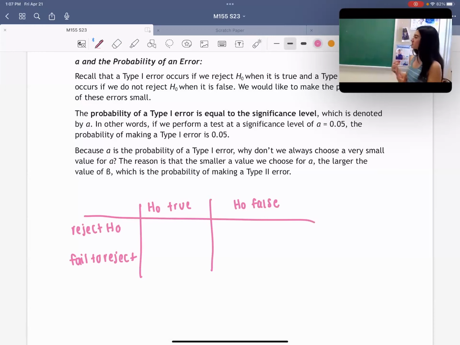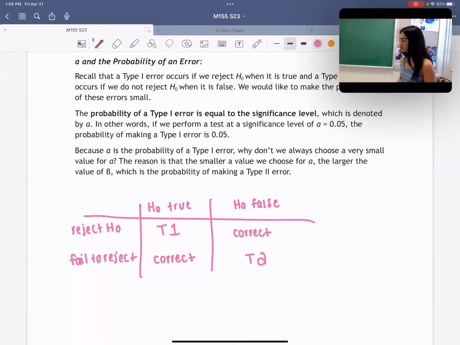Now I don't expect you to memorize this chart, but let me just remind you what's on it. If you reject something that's true, then that's an error, right? And we call that a type 1 error. If you reject something that's false, well, you're rejecting something that's wrong, so that's definitely a correct decision. On the other hand, if you fail to reject something that's true, you also made a correct decision. And if you fail to reject something that's false, that's also an error, but we call it a type 2 error. Okay, so we don't like errors.